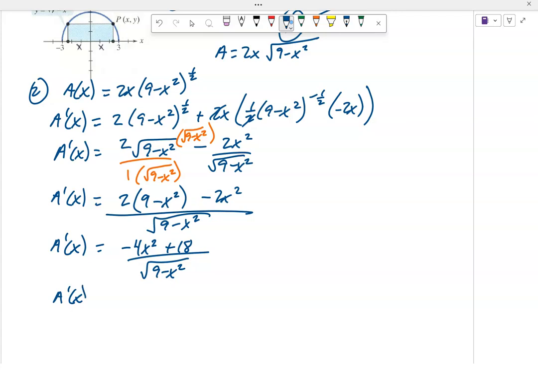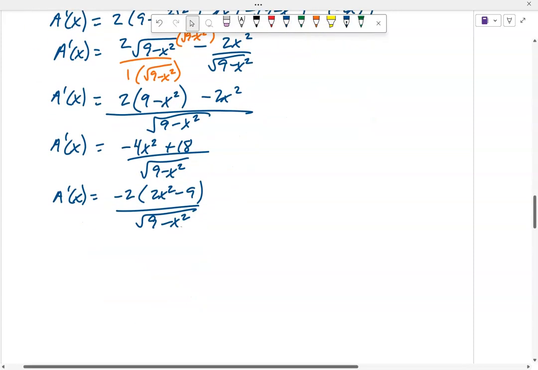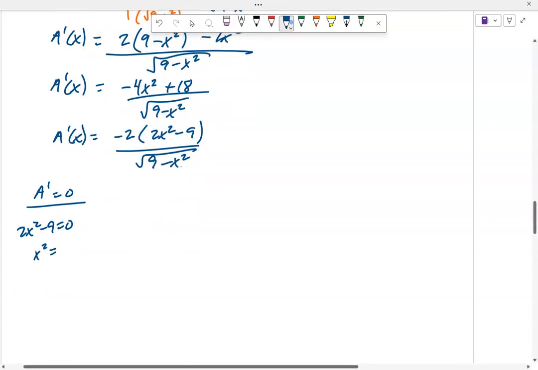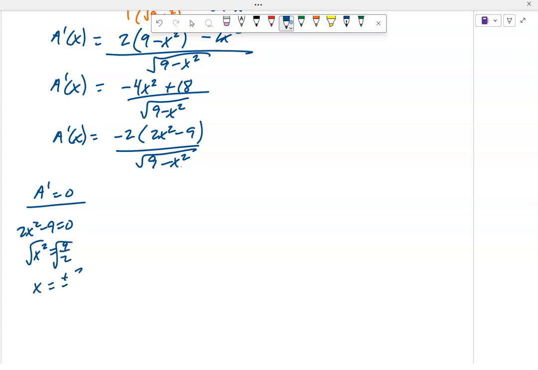Let me write that a different way by taking a negative 2 out. A prime equals 0 where that 2x squared minus 9 equals 0, so x squared equals 9/2, square root, plus or minus 3 over root 2, multiply top and bottom by root 2, and this is a length.